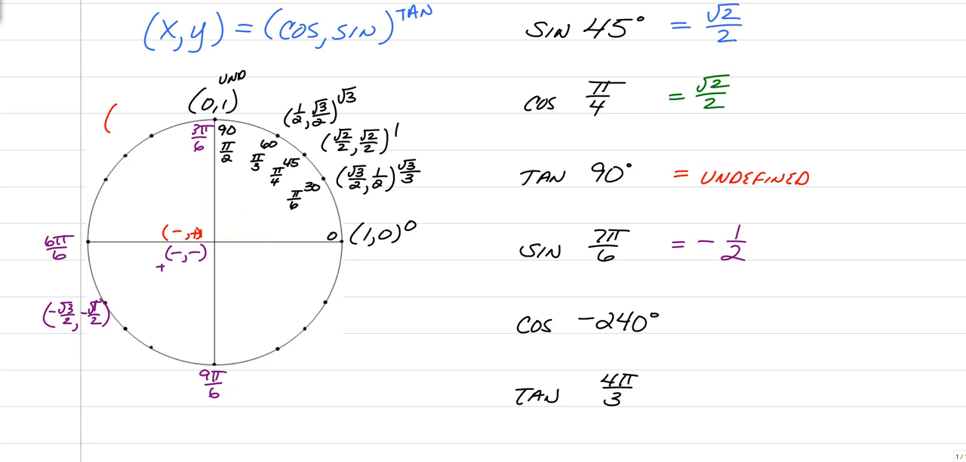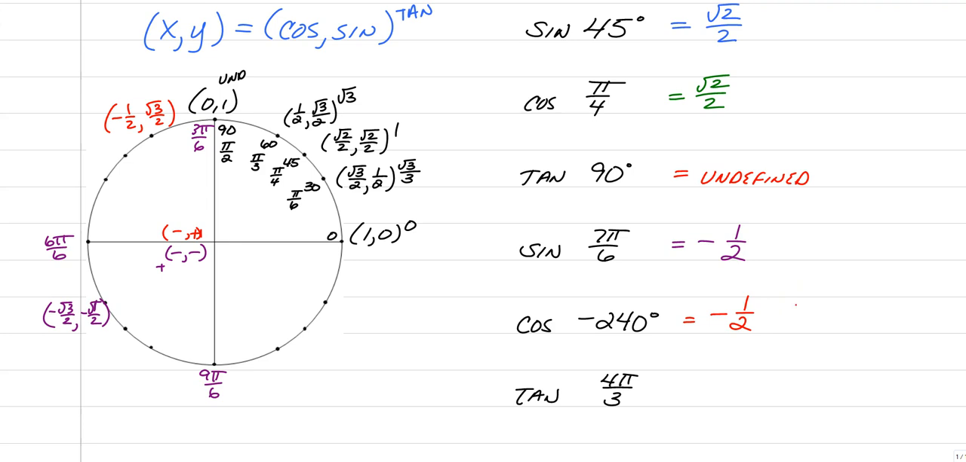So if we have negative, positive, and we're looking for cosine, cosine has the x value. So this is negative 1/2. And you don't really have to write the root 3 over 2, but you can if you want. So we have negative 1/2. And we're done.